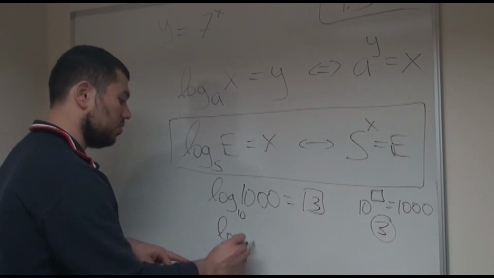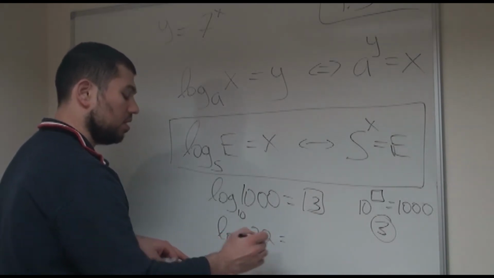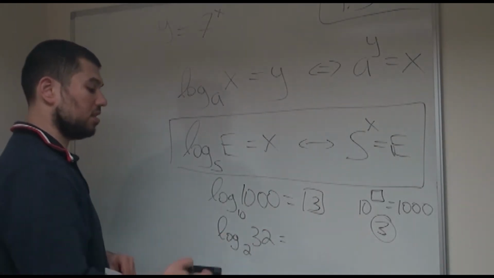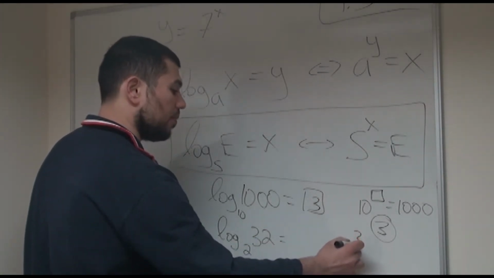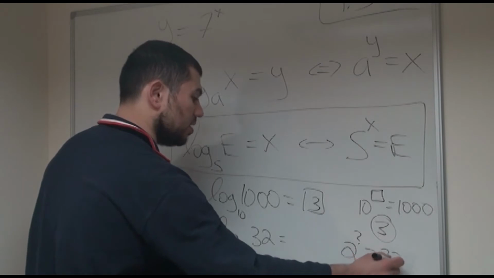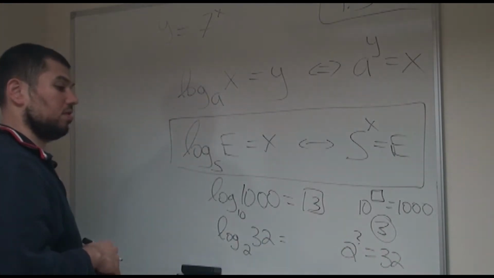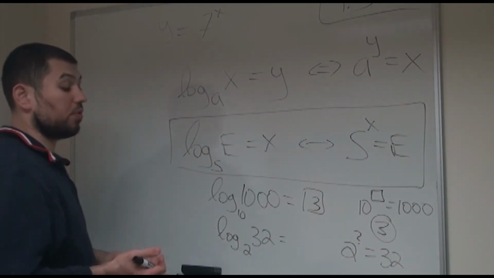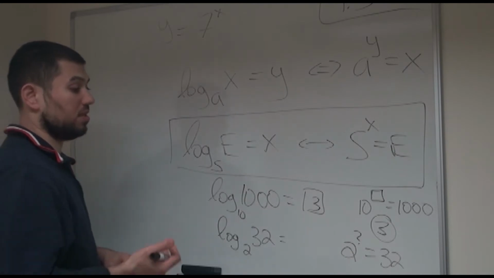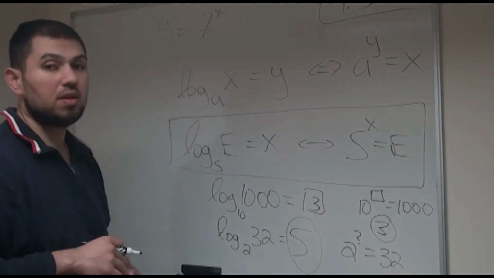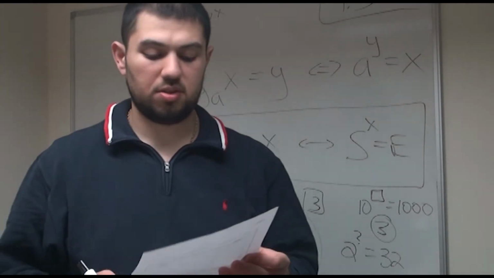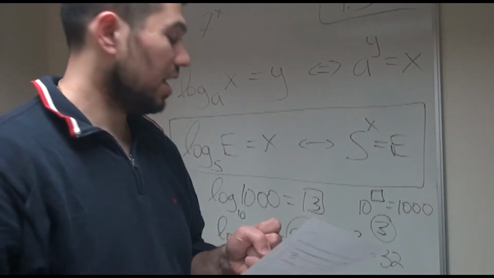Log to the base 2 of 32. So again, what is this asking us? This is saying 2 to what power? 2 to what power would give us 32? 2 times 2 is 4, times 2 is 8, times 2 is 16, times 2 is 32. So 5. 2 to the 5th power is 32. And so on and so forth.